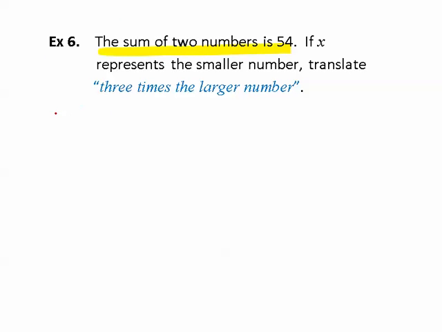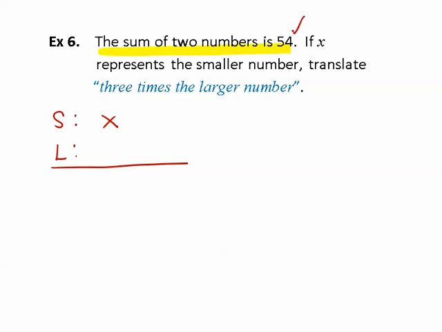So what we're going to do is just make a list and write the items that they're talking about. In this problem, they're talking about a smaller number and a larger number. And they tell us that if x represents the smaller number, so the smaller number is x, they want us to translate 3 times the larger number. Well, what is the larger number? That's really the question, first of all.